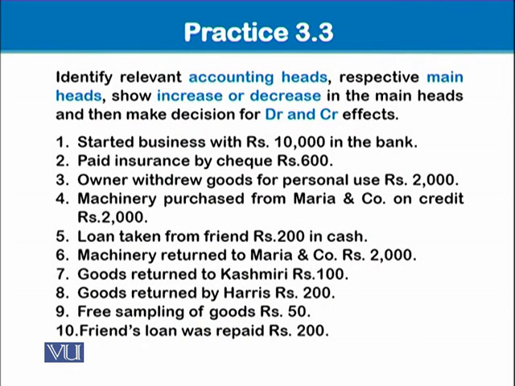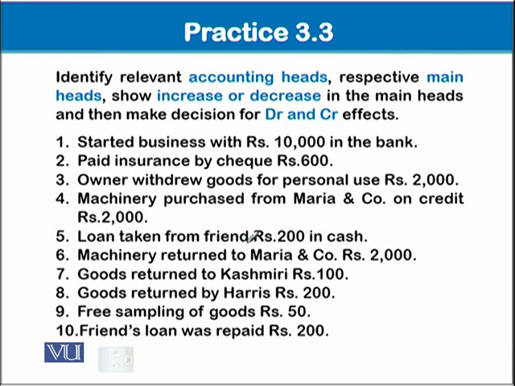So in this practice question, once again, we are revising the same concept in which we will be identifying debit and credit effects. So transaction number 1 is owner is starting business with 10,000 in bank.